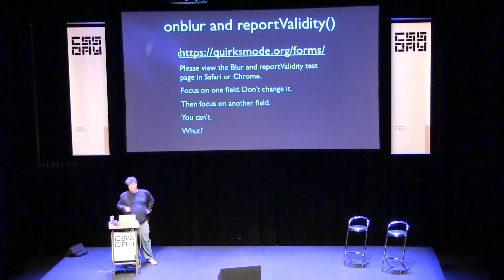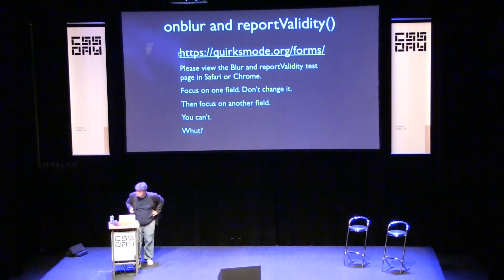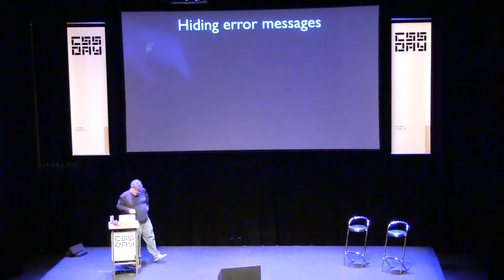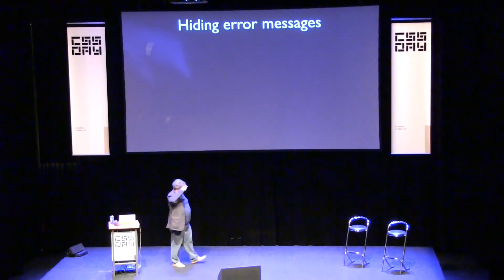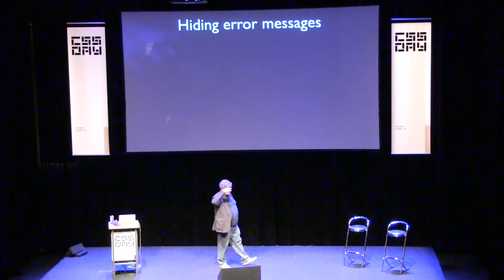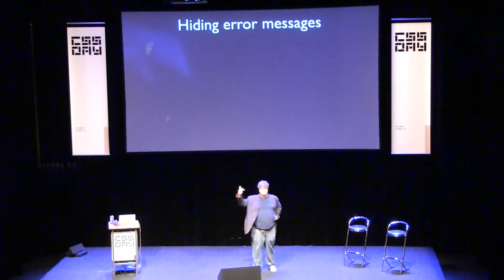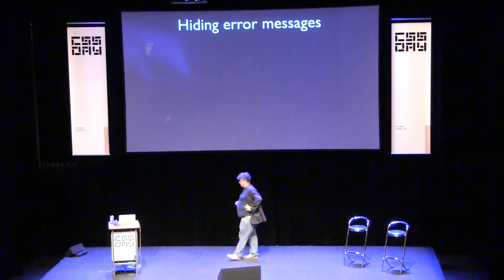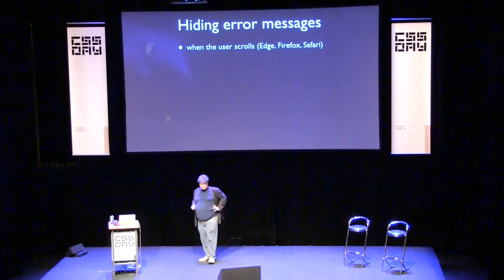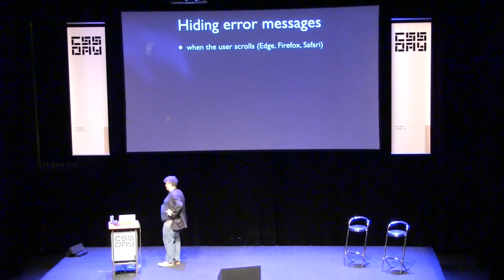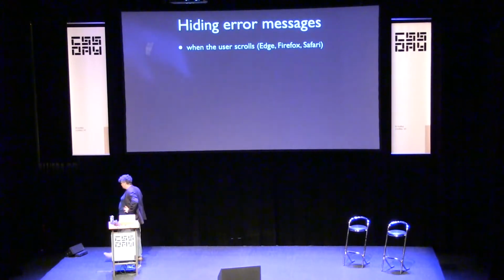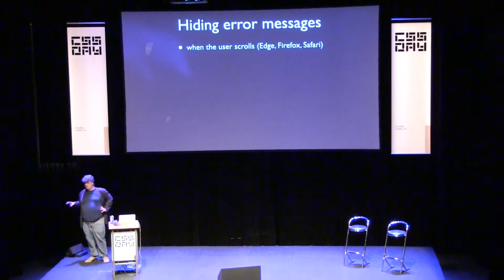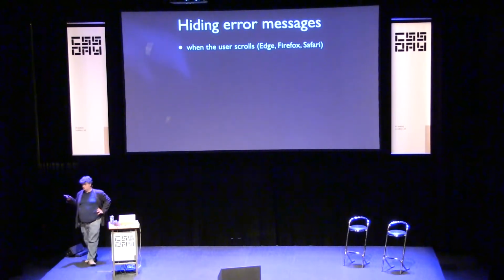What is going on here? Why doesn't this simple, easy trick just work? One thing we haven't discussed yet is hiding error messages. We now know how to show error messages, but when does the browser actually hide them? It turns out there are several answers to this question. Most browsers, Edge, Firefox, and Safari, hide it when the user scrolls. Why? Probably for technical reasons. It's certainly not for user interface reasons. I mean, it makes absolutely no sense to hide an error message when the user scrolls, right?